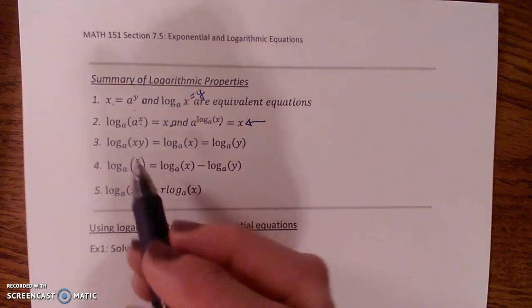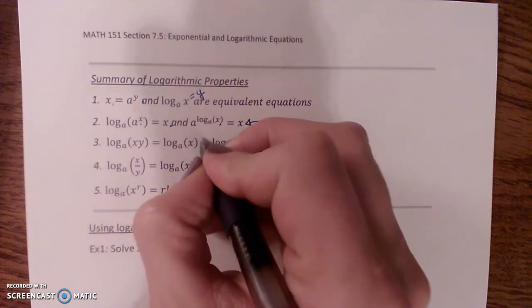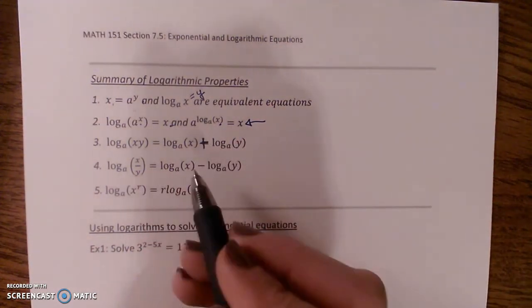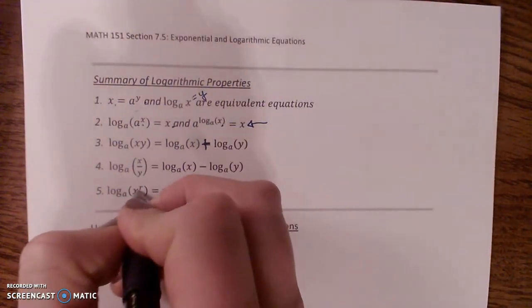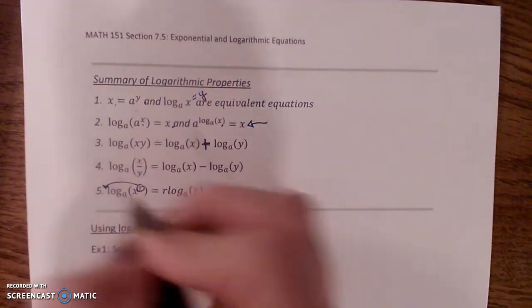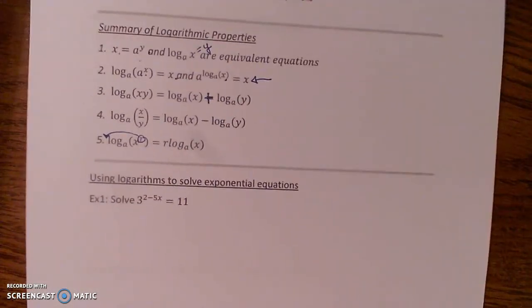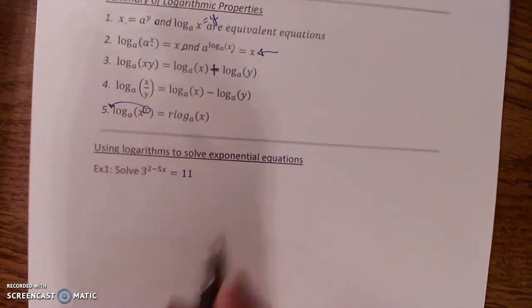Also, don't forget that the log of a product is the sum, this should be a plus, is the sum of the logs. And also a log of a quotient is the difference of the logs. And x to the r, if you're taking something, raising it to a power and taking the log of that, that's like taking that power r times the logarithm. All right, so let's use all of those properties to solve some exponential equations.